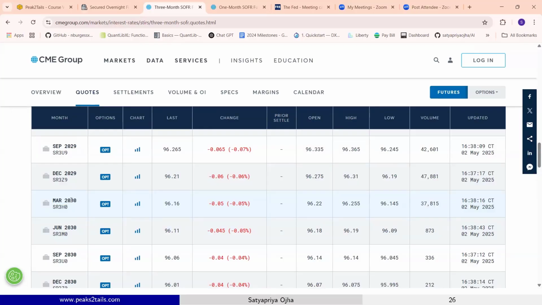Okay, but this rate that is between the third Wednesday of March 2032 and the third Wednesday of June 2030, it's a pure forward rate, right? Much ahead in the curve.